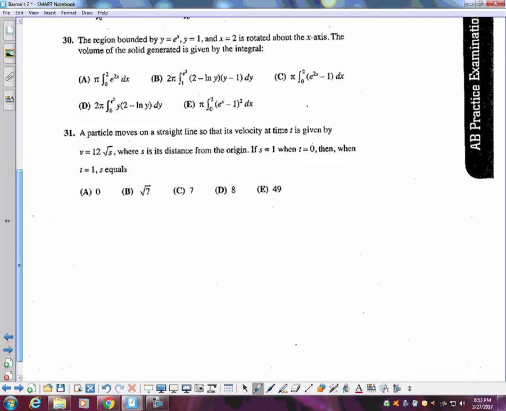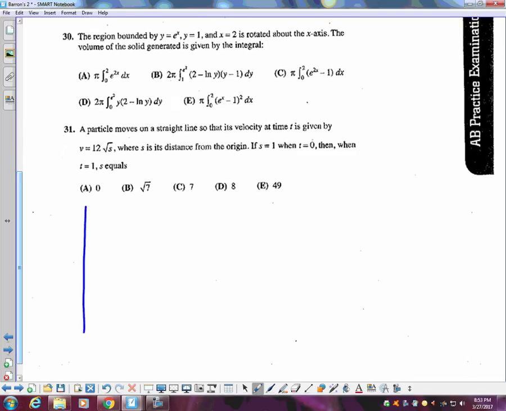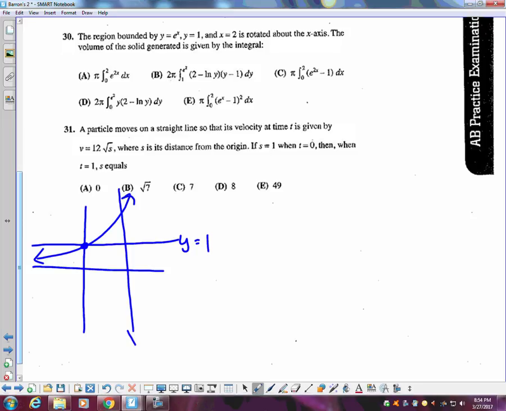Okay, so I'm going to come down here where I have some room. Okay, so y equals e to the x, looks like that. Bounded by y equals 1. Well, I know it crosses at 1, so y equals 1 goes right through there. And x equals 2. Okay, so that's going to be all of that. And where are we rotating it? Rotate on the x-axis. Okay, so around here.